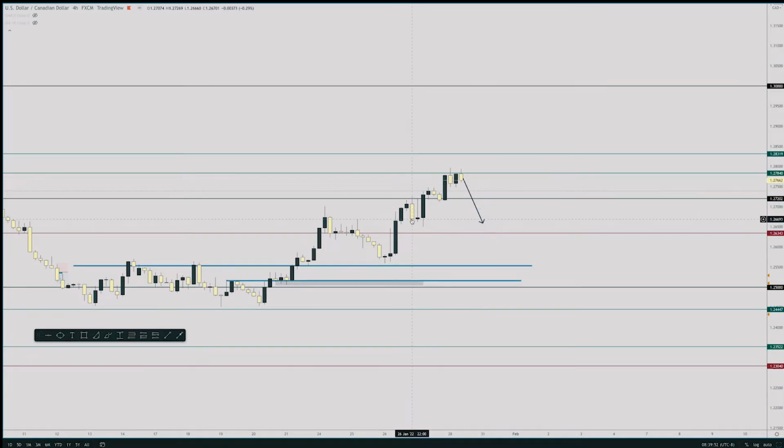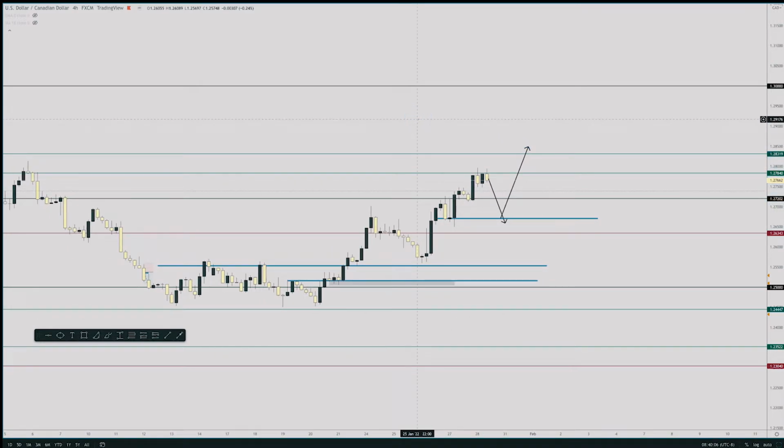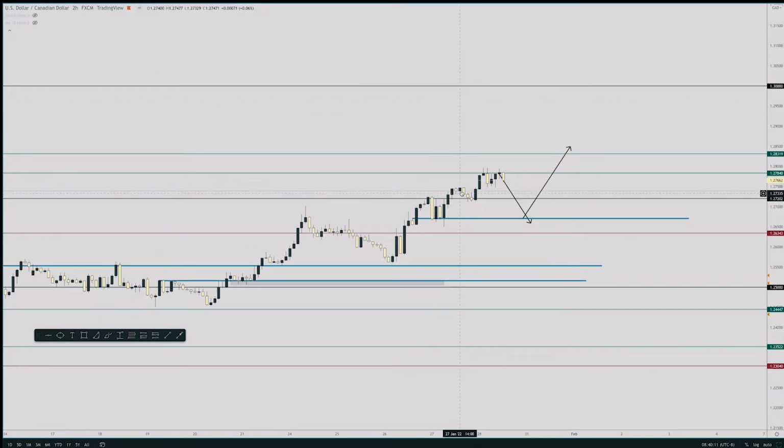Okay, so the price would need to respect this major point of structure here in order to continue bullish for this week coming up. And to the lower time frame, I believe this to be just noise. It's just a slight pullback, but we closed as a double top last week, and we should at least see a retracement.